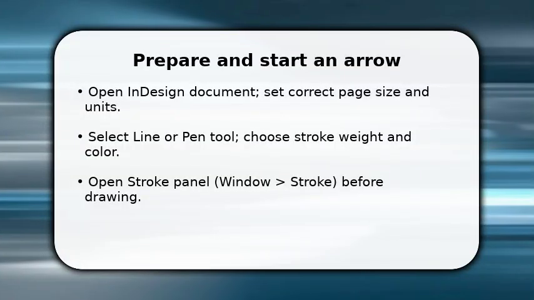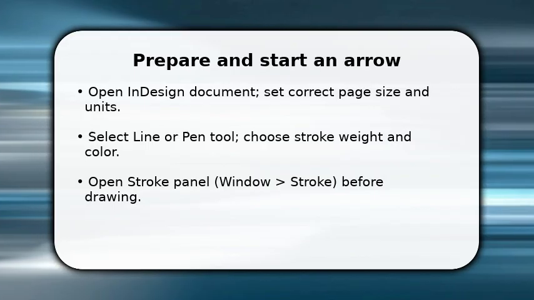You'll begin by preparing the stroke settings so the arrow behaves predictably. First, open the stroke panel and set a visible weight and color. This prevents tiny default lines.